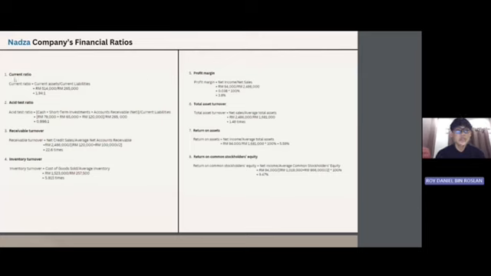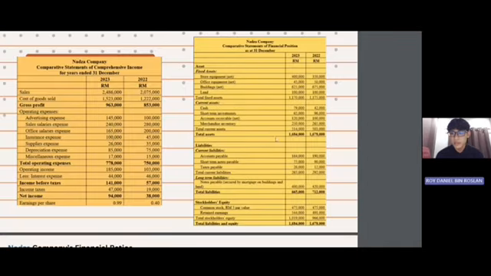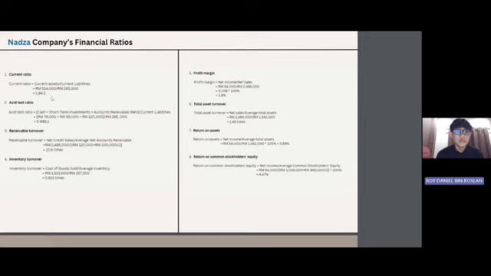Firstly, current ratio. The formula for current ratio is current assets divided by current liabilities. Current assets is 514,000 and current liabilities is 265,000. The current assets you can get from here, 514,000, and the current liabilities you can get from the statement of financial position, 265,000. The answer is 1.94 ratio to 1.